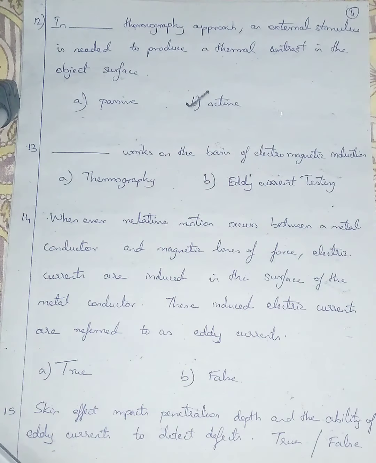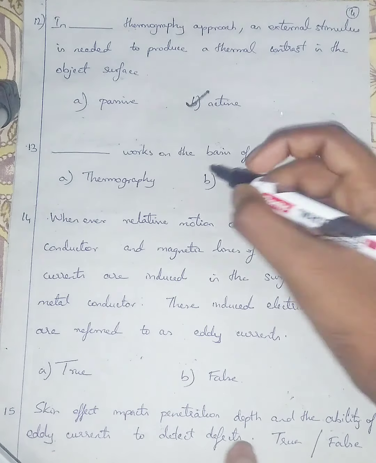Okay. Question number 13. Dash works on the basis of electromagnetic induction. Option A is thermography and option B is eddy current testing. Electromagnetic induction means definitely eddy current testing, because if there is any change in magnetic field, then eddy currents are produced. If we have a metal conductor and it is moved in a magnetic field, then eddy currents will be produced on that material. So we are going with option number B, eddy current testing.